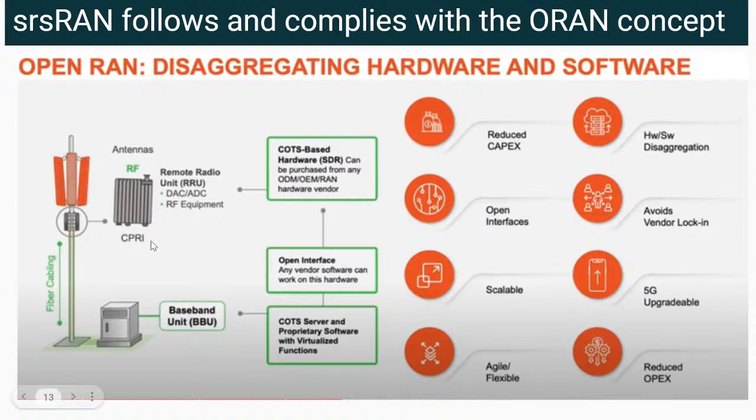So here in the base station, you have the antennas, and you have the baseband unit and the remote radio unit. Instead of having the remote radio unit and baseband unit provided to you as a black box, where you don't have any capabilities of replacing or modifying them, with the Open RAN concept you are able to buy a remote radio unit, which includes the DAC and ADC and RF equipment, from a public provider, and you can connect it with any software.